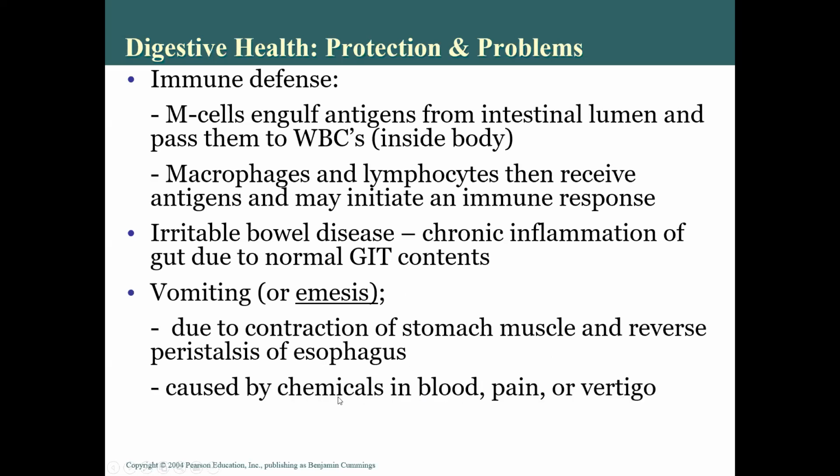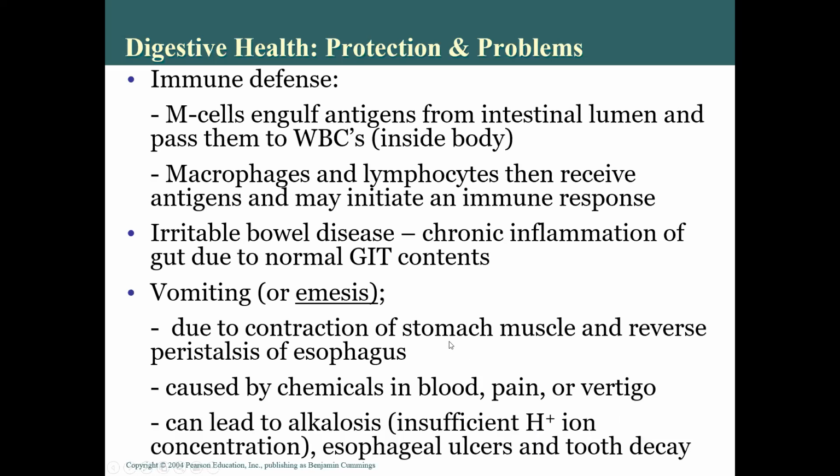It can be caused by chemicals in the blood, for example, alcohol. Some really severe pain can cause vomiting or vertigo. For example, seasickness, car sickness, spinning, things like that can cause it. And nobody knows exactly why vertigo causes vomiting. I think it's just because there's a disconnect between what the eyes see and the inner ear feels, and the result is vomiting or being nauseous, nausea.